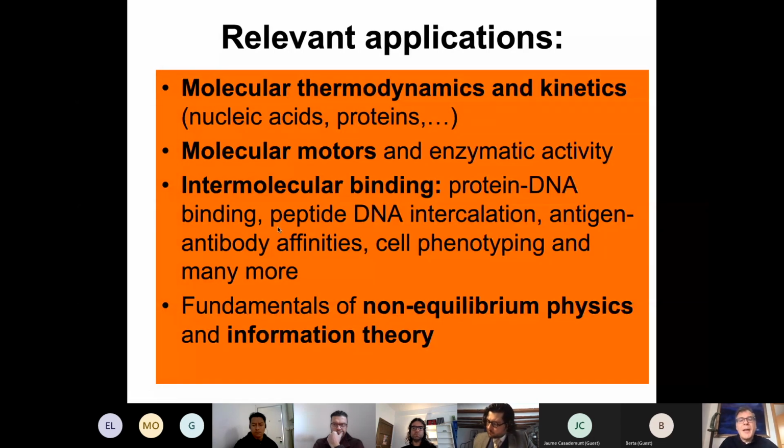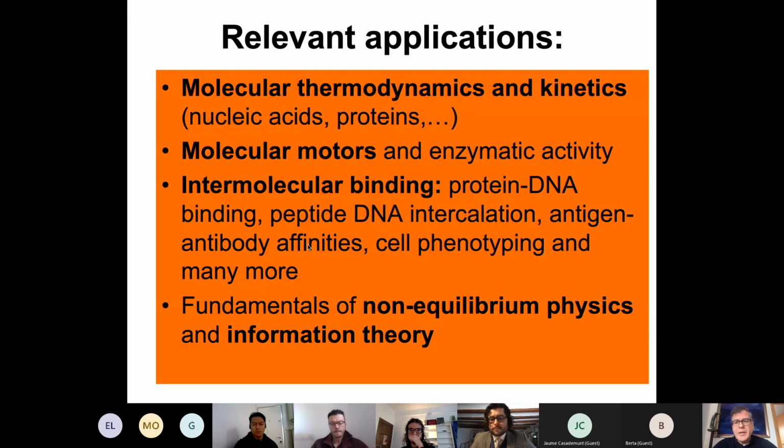You can also use it to investigate intermolecular bindings, for example, how proteins bind to nucleic acids like DNA, RNA, how peptides bind to DNA and intercalate. And this is important for cancer research, at the level of understanding how drugs interact with nucleic acids and prevent replication of the DNA of cancer cells. So that's an important application in biomedicine, I would say.